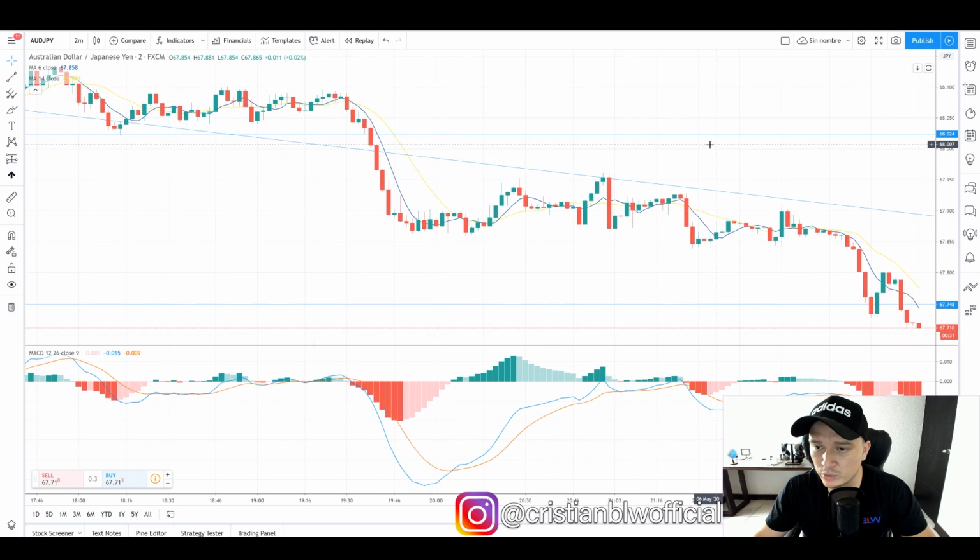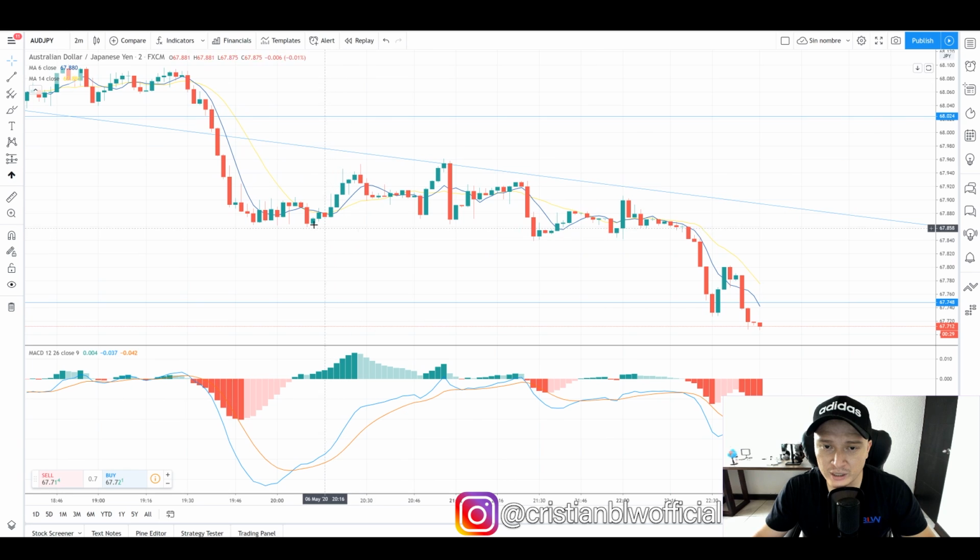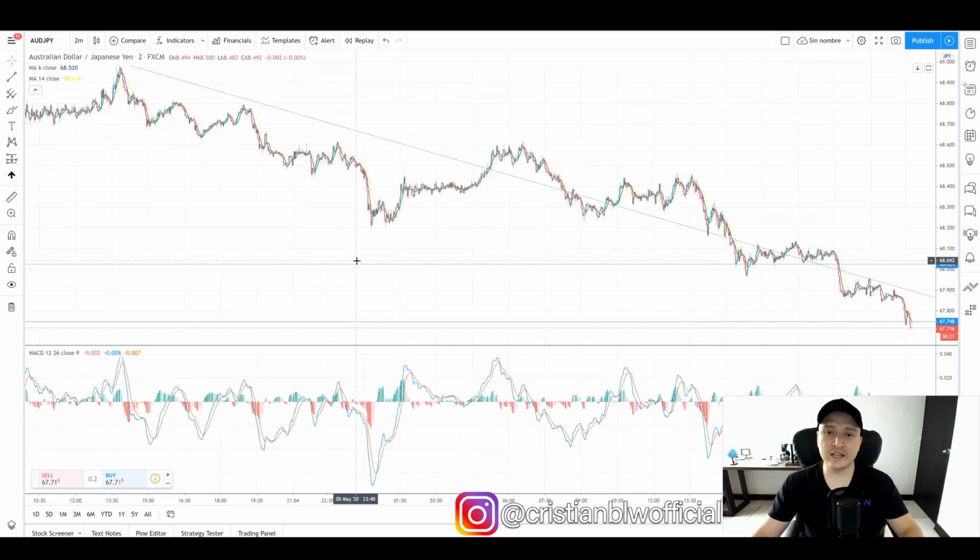Here it got a little bit more stable. Let's go ahead and take a look in here. Here it was an out of the money as well. Here was in the money. Here was out of the money as well. So I think it's self-explained, right?